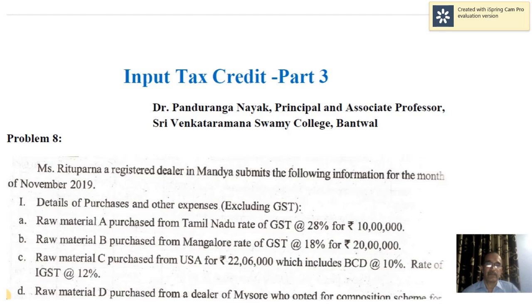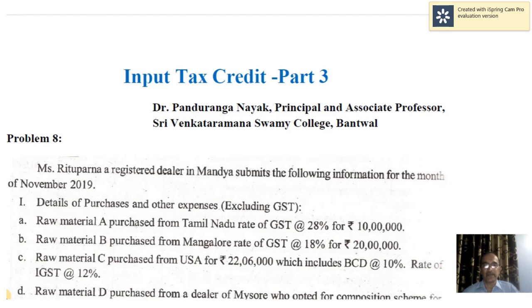Now, what is the tax liability? Output tax minus input tax, that is the net tax payable. How to use the input tax? Already I explained in my previous presentation, but anyway, very quickly let me explain that. First, you have to make use of IGST input tax credit towards the payment of liability of IGST.